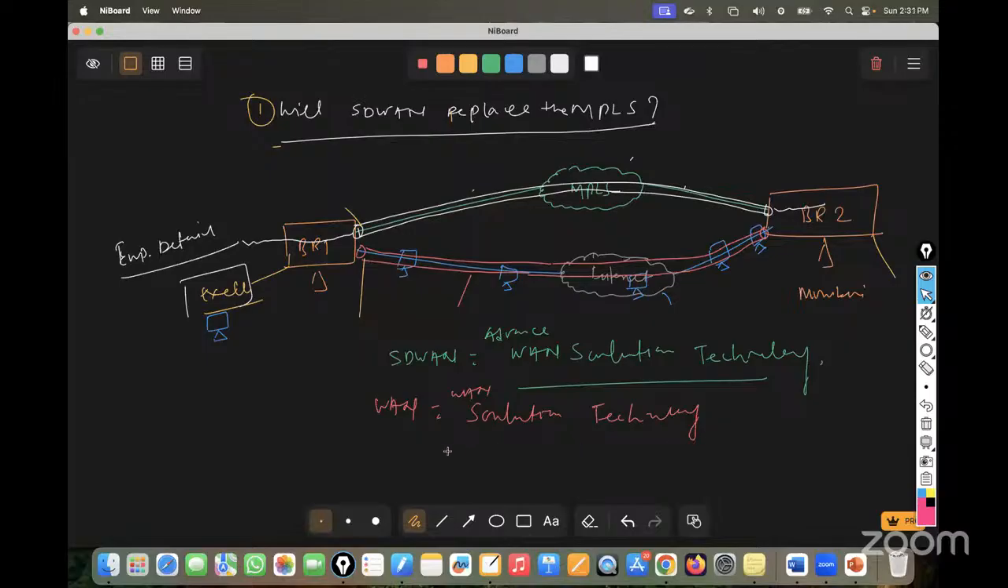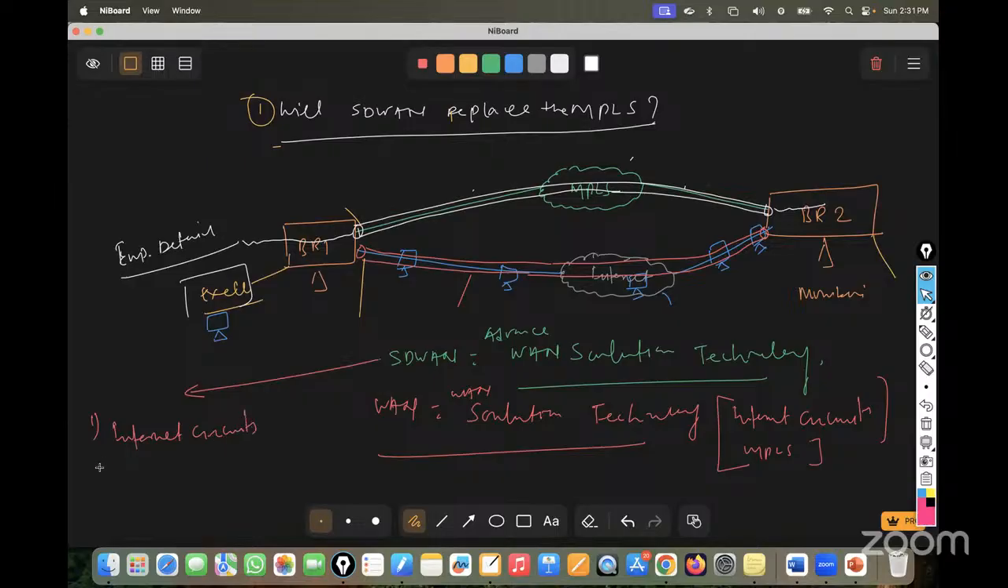And to run this WAN solution, what do we require? Can you tell me what we basically require? Internet circuits, internet and MPLS. These circuits are required. Without them we cannot run, right? Similarly, to run this SD-WAN also, we require the circuits. We require the internet circuits. We require the MPLS circuits. We can use even broadband circuits. We can use even 4G, 5G circuits, or we can use LTE as well. So these are the transmission media. These are how we transfer the packet from one location to another location.